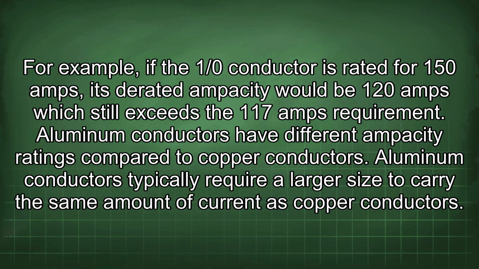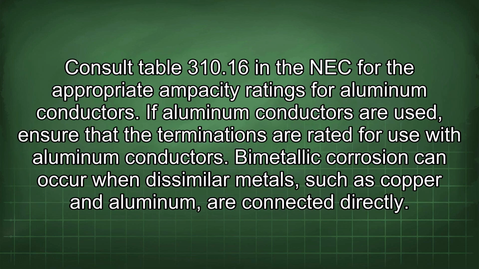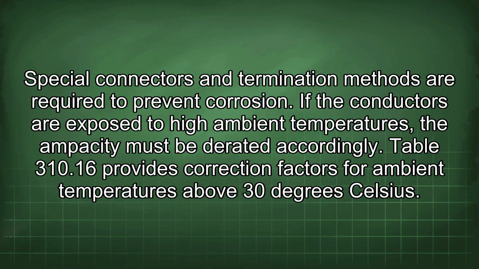Aluminum conductors have different ampacity ratings compared to copper conductors. Aluminum conductors typically require a larger size to carry the same amount of current as copper conductors. Consult Table 310.16 in the NEC for the appropriate ampacity ratings for aluminum conductors. If aluminum conductors are used, ensure that the terminations are rated for use with aluminum conductors. Bimetallic corrosion could occur when dissimilar metals, such as copper and aluminum, are connected directly. Special connectors and termination methods are required to prevent corrosion.